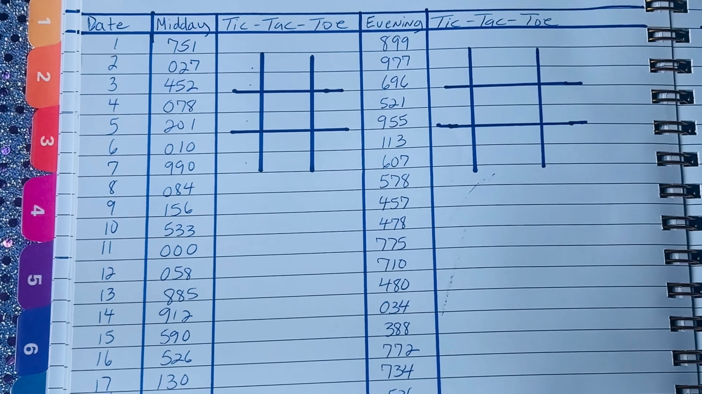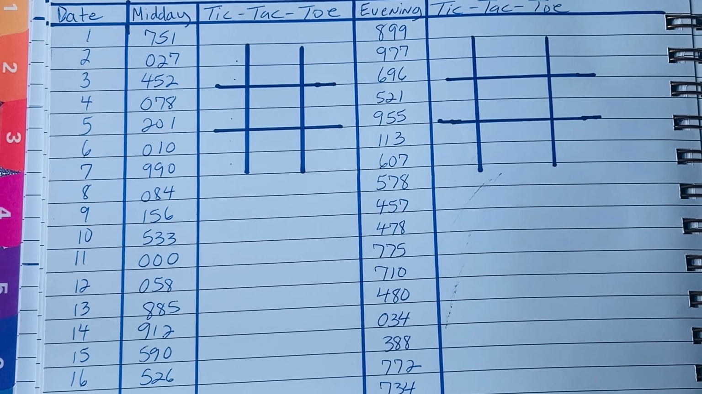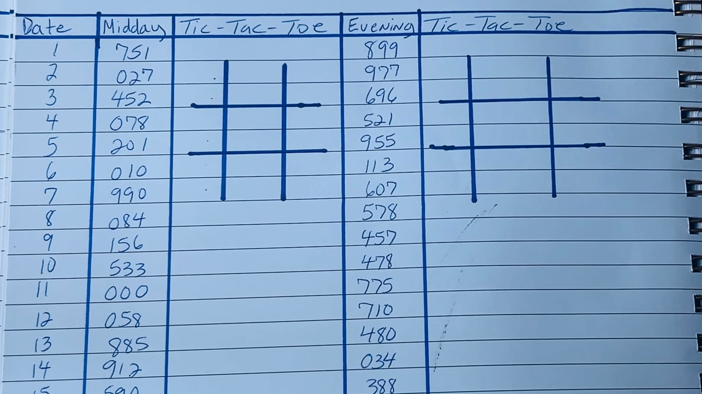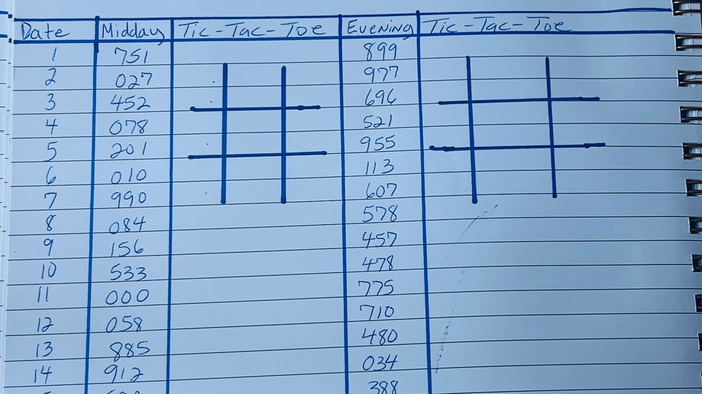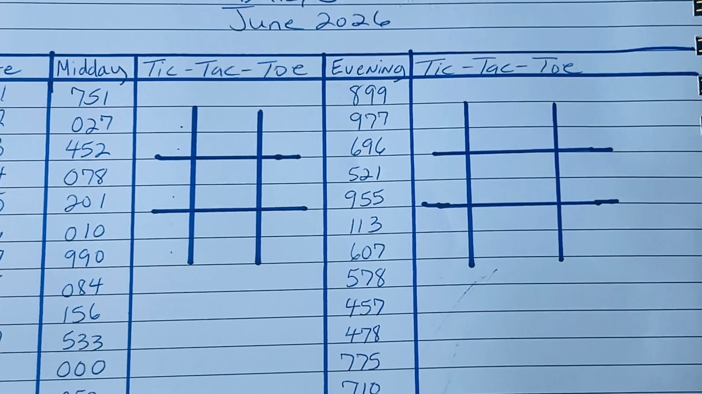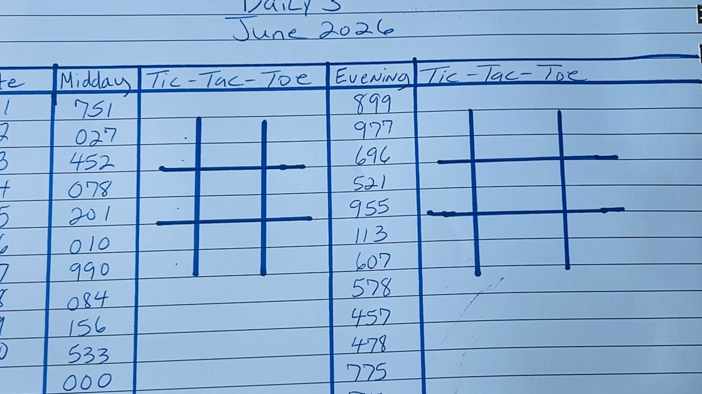In this video, I'll show you exactly how I set up the journal, how I place each winning number into the grid, and how I record the different number patterns that appear. By the end of the video, you'll be able to create the same tracker for your own records. Let's get started.